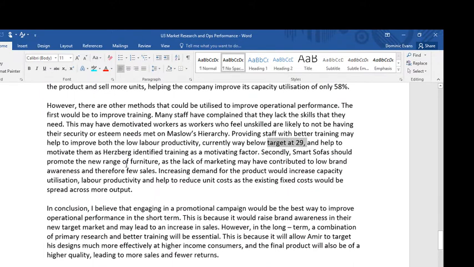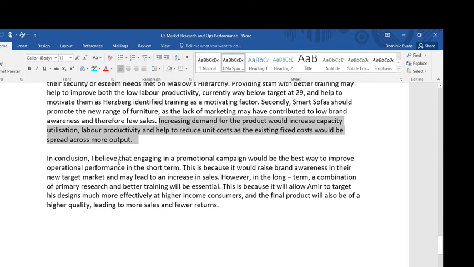Secondly, Smart Sofas should promote the new range of furniture, as the lack of marketing may have contributed to low brand awareness and therefore few sales. Increasing demand for the product would increase capacity utilisation, labour productivity, and help to reduce unit costs, as the existing fixed costs would be spread across more output. Okay, so again, I'm linking back to the question, in this case by analysing how increasing demand through the promotion of new furniture would help to improve operational performance in terms of capacity utilisation, labour productivity and reducing unit costs. The examiner should be very, very confident now that I know exactly what I'm talking about when I'm talking about operational performance. So what's my conclusion to the essay?